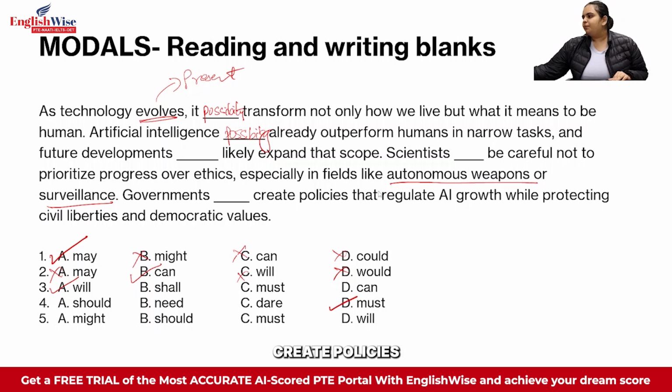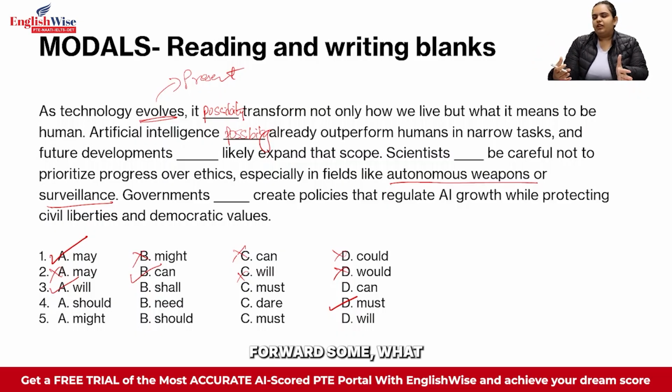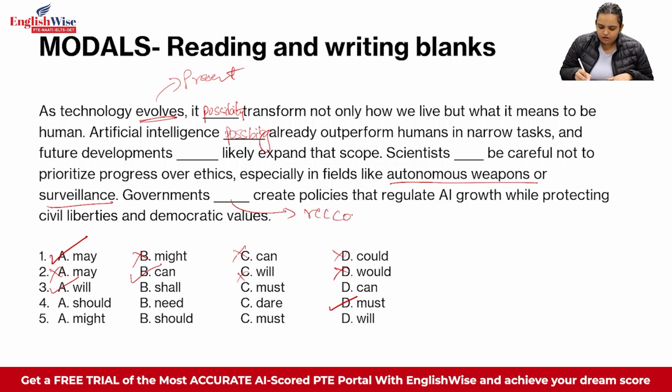Governments create policies that regulate AI growth while protecting civil liberties and democratic values. Alright, let us understand the intent of this sentence. What the government is doing is trying to create policies that will regulate AI while protecting civil liberties and democratic values. So that the AI doesn't become too powerful, the government is trying to put forward some policies that will help keep it in control. So again, this is like a suggestion, like a recommendation. So for recommendations, we go with should.